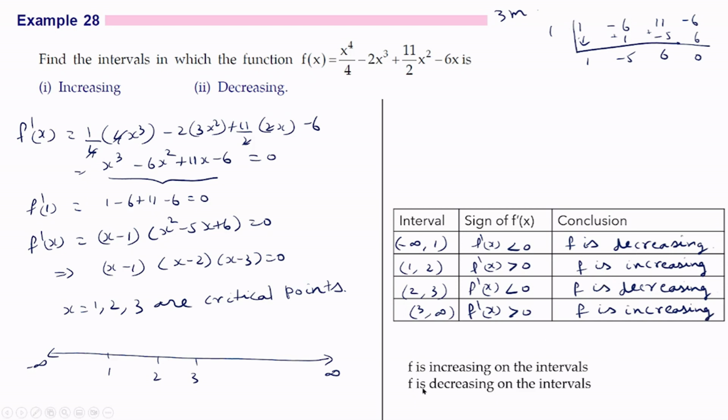So we can finally see that f is increasing on the intervals open interval 1 comma 2 union open interval 3 comma infinity, and it is decreasing on the intervals open interval minus infinity comma 1 union open interval 2 comma 3. So here finding the critical points carries 1 mark, then finding the intervals in which it is increasing carries 1 mark, and finding the intervals in which it is decreasing carries 1 mark. So a total of 3 marks for this question.